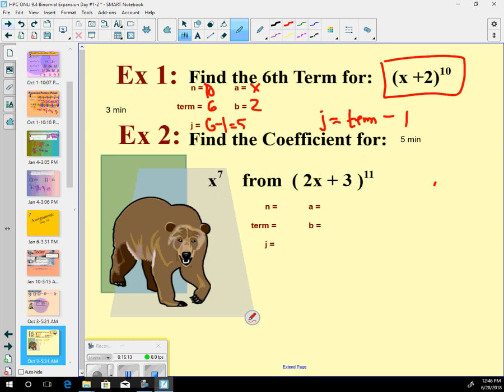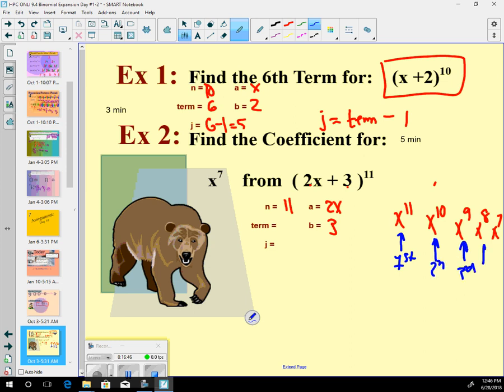x to the 7th. So the power of (2x + 3) to the 11th, the power is the 11th. a is 2x. b is 3. Now the term is tricky because we don't know what the term is, but we do know that (2x) to the 11th will be the first term, then it'll be the 10th, then the 9th, then the 8th, and then the 7th. So this is going to be the first term, the second, the third, the fourth, and this, of course, will be the fifth. So my term is going to be fifth. I listed them out, is how I did it.